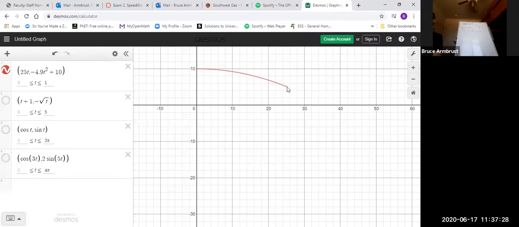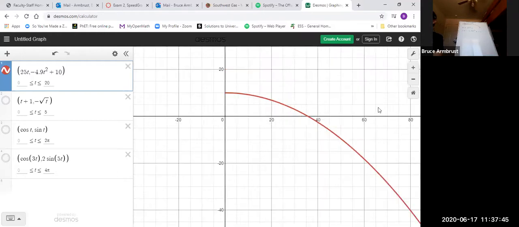Let me extend the t. So now we're going from 0 to 2. So notice that the x's now go out to 50. Well, let me go really far out. We'll go to 20. And let me zoom out a bit.